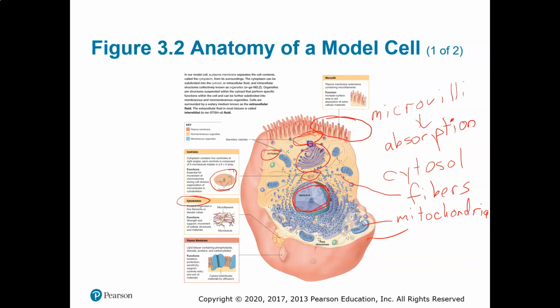This is the Golgi complex, or a Golgi apparatus or Golgi body. I've heard it said many different ways, but just make sure you know it's the Golgi.